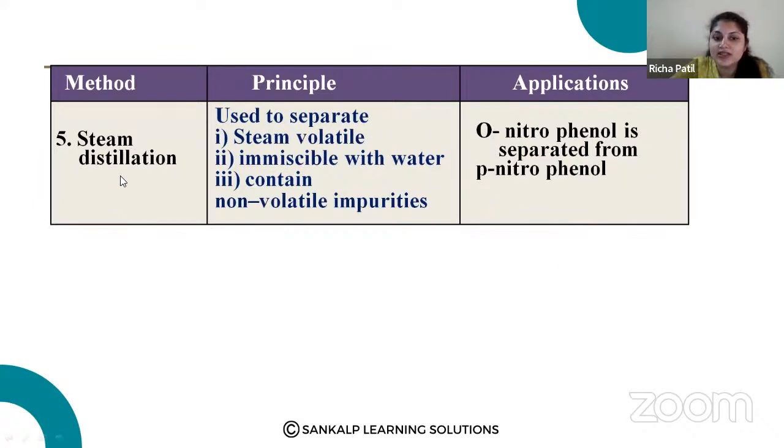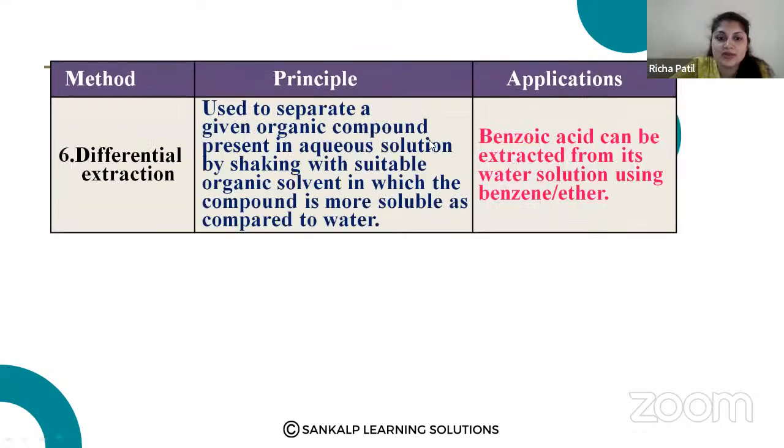Next, steam distillation. Steam distillation is used to separate substances that are steam volatile and immiscible with water, or when your solution is immiscible with water or contains non-volatile impurities. For example, when a mixture of ortho and para nitrophenols is there, at that time by steam distillation you can separate these two particular compounds.